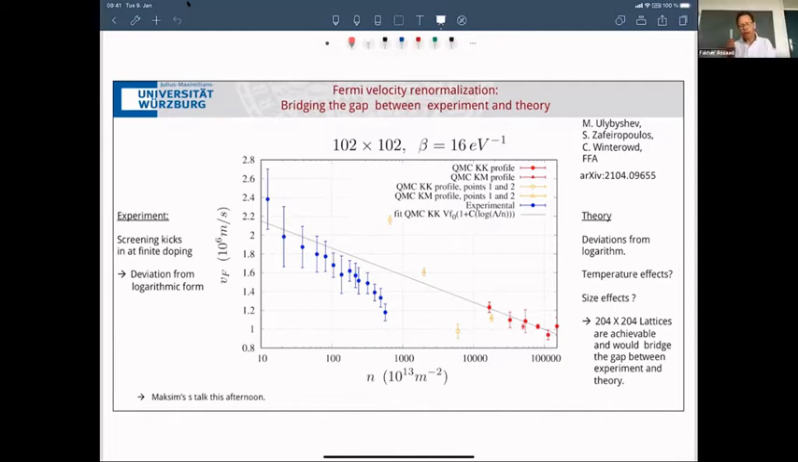Much more. 1 eV is about 10,000 Kelvin, right? So it's around 10,000, so 800 Kelvin, something like that. So it's still pretty high. I mean, the experiments weren't done at that high temperature, I guess. The temperature is low. There are temperature effects and size effects which have to be checked. That we're very well aware of. Right, thanks. Okay.